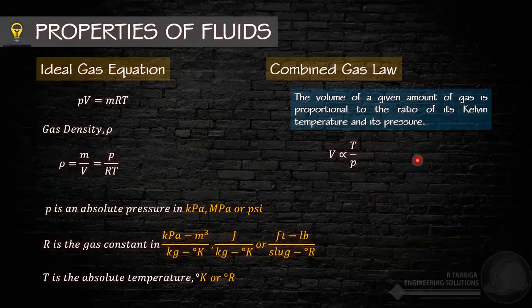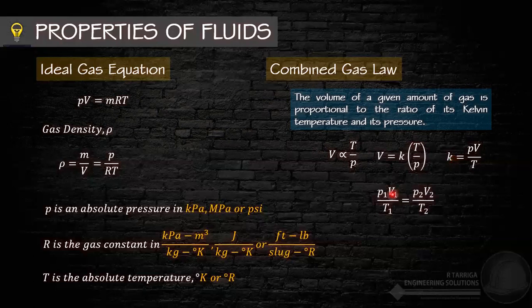If we continue, eliminating this proportional sign, let's make that an equality. A proportionality constant K comes out. So V is equal to K times the quantity T over P. Isolating the constant K, that would be PV over T. Therefore, equating K over any of the gases, that would be P1 V1 over T1 is equal to P2 V2 over T2. So this is what we will use.